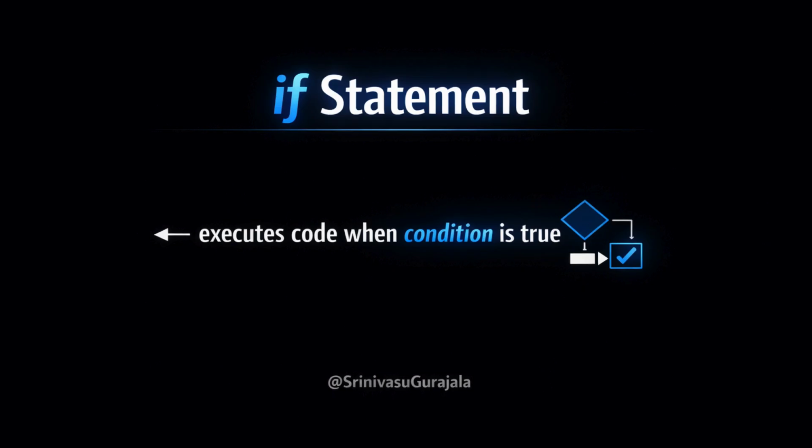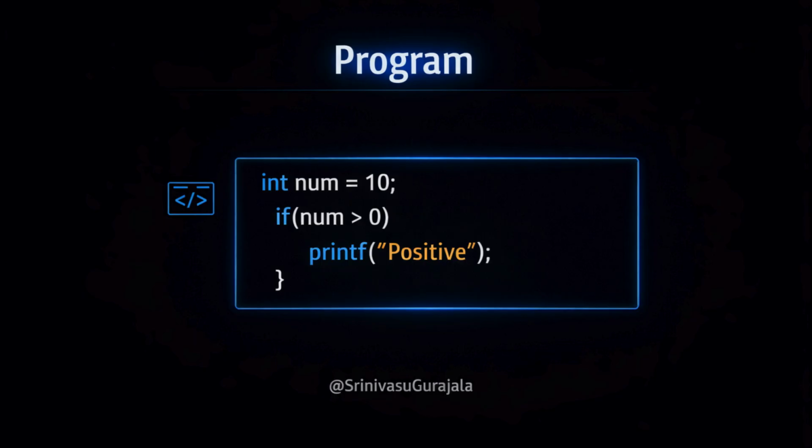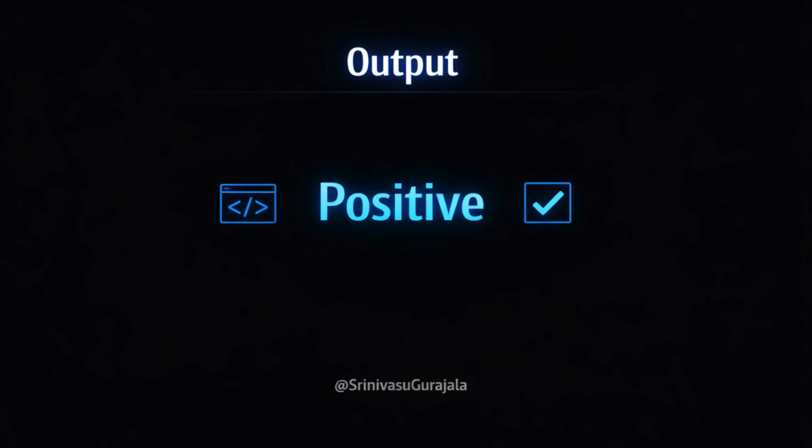Now let's start with the if statement. The if statement executes code only when the condition is true. The syntax of if statement is very simple. If condition, then execute the block of code. In this program, we take a variable num equal to 10. We check if num is greater than 0. Since the condition is true, the output will be positive.